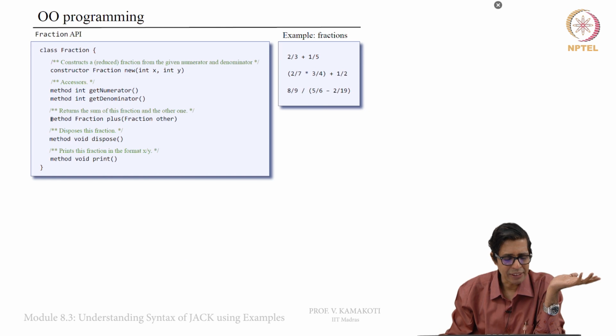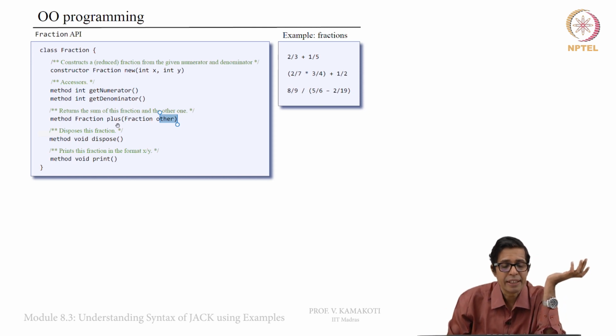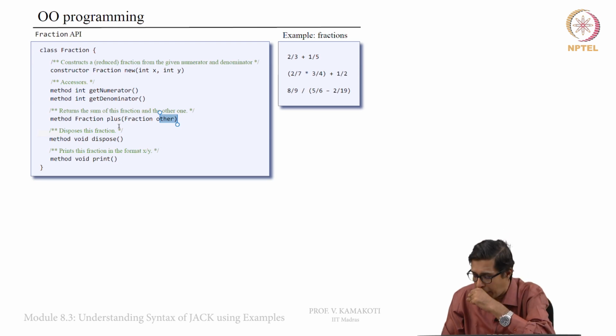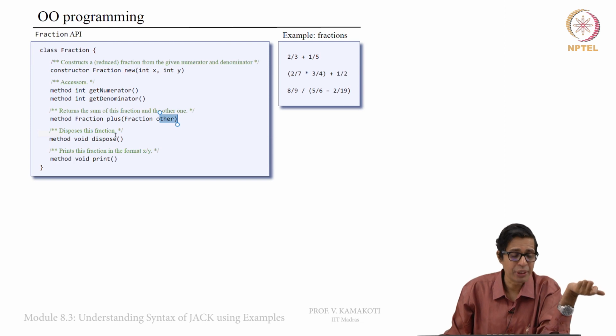Then I will have another method which will return a fraction, called plus, which will take as input some other fraction and add it to the current fraction. So there is a fraction x. If I say plus is a method which will take another fraction and add it to the current fraction, okay.